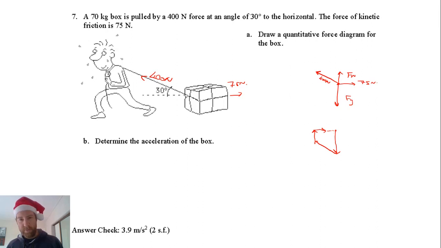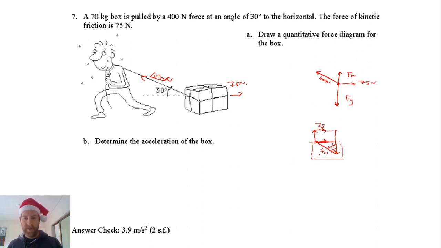So we can redraw the bits we care about, we can make a triangle out of this, right? Work out the length of this. I'm going to call this side X. Once I get X, I can subtract my 75 and I'll get this net force. Because I've got this 400, I've got enough information, and this is 30 degrees here, so this is 60 degrees here. That seems right, doesn't it? All right, so let's work out X.